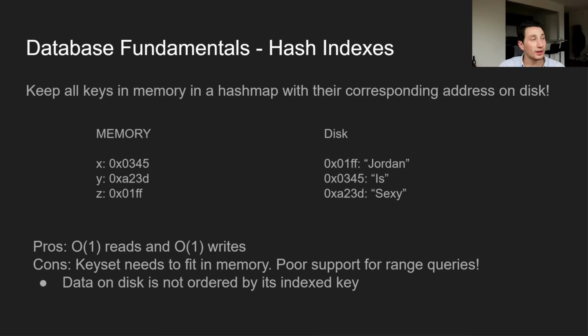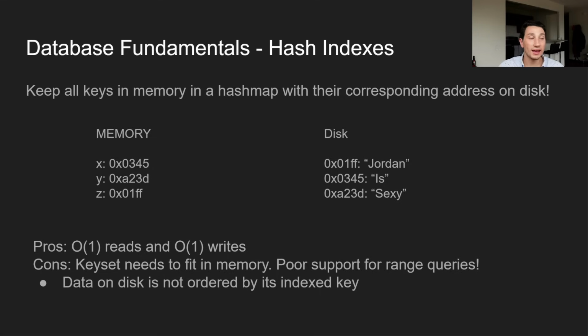Cool. So quick fundamentals, there are a few different types of indexes. Let's discuss them. The first one is called hash indexes. Hash indexes is where we keep all of the keys in memory. We probably keep their corresponding address on disk in memory with them so that we don't take up too much space in memory. And then again on disk, those values can be wherever. So as a result of using a hash map, if you're familiar with your data structures, you're getting O of 1 reads, O of 1 writes, which is great. At the same time, your key set needs to fit in memory, and we have poor support for range queries.